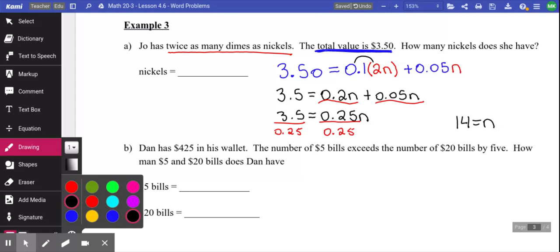I'm going to just double check that on my calculator. So 3.5 divided by 0.25. Yep, 14. That means I have 14 nickels. That's hard, right? We got weird decimals there. It's a weird setup for the question. It's a challenging question. All of these questions on today's lesson are very hard.